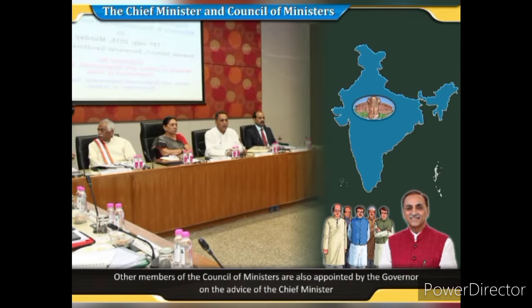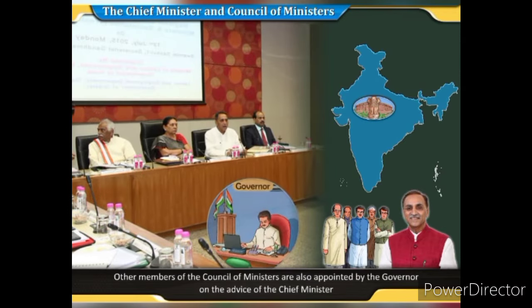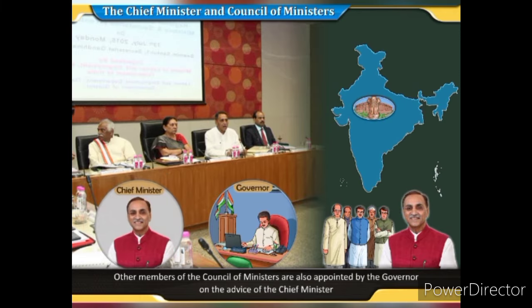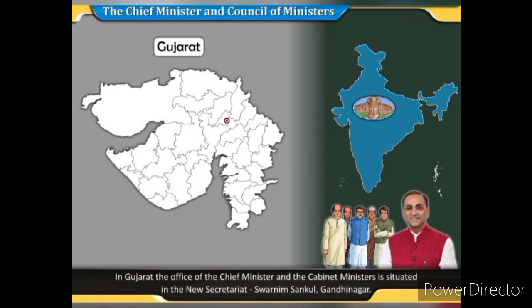Other members of the Council of Ministers are also appointed by the governor on the advice of the chief minister, though the administration of the state is carried out in the name of the governor. In reality, the chief minister and the Council of Ministers enjoy most of the powers of the governor. In Gujarat, the office of the chief minister and the cabinet ministers is situated in the new secretariat, Swarnim Sankul, Gandhinagar.